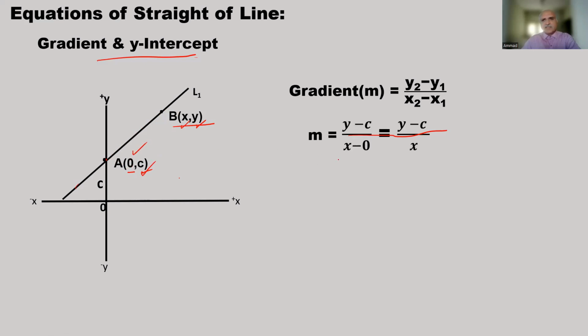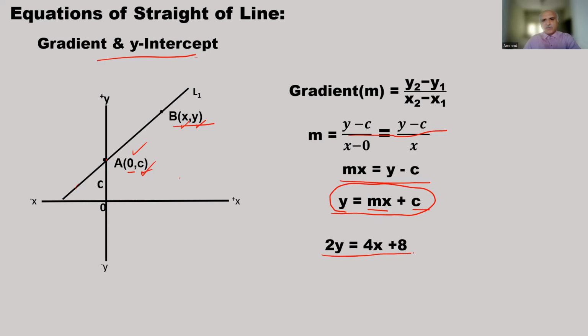So we get this equation, and if we simplify it, we can get this one, and after rearranging, we get the final formula to find out the equation of a line when slope and intercept is given.